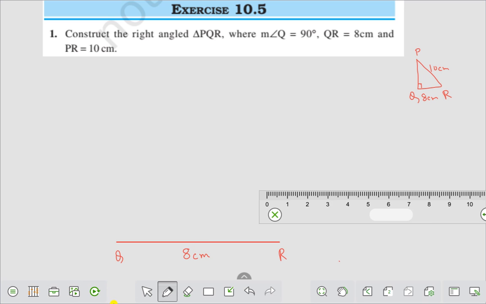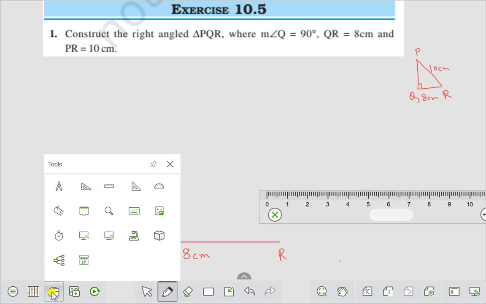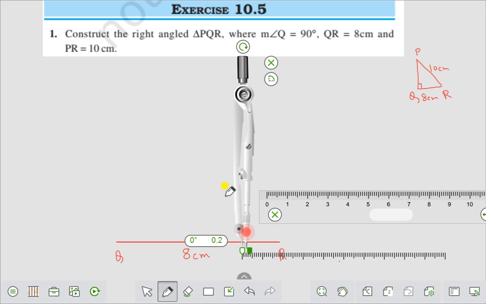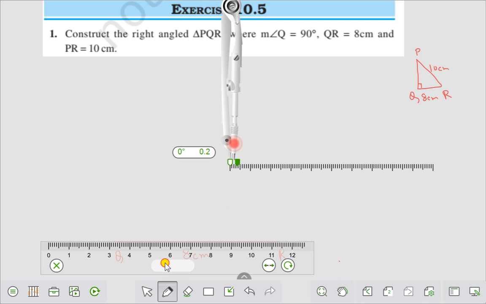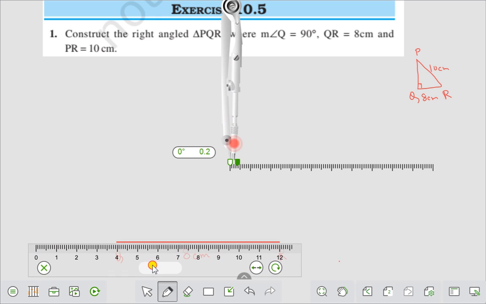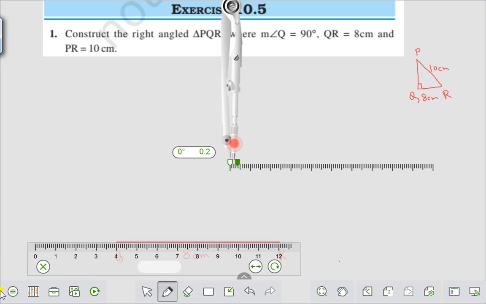Now with the help of a compass, we'll draw 90 degrees at Q, right? For that, what do we do? We'll extend this line beyond Q by a dot, right? Suppose we are extending this line.